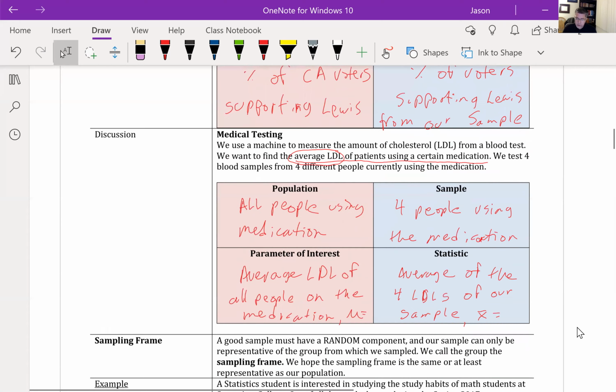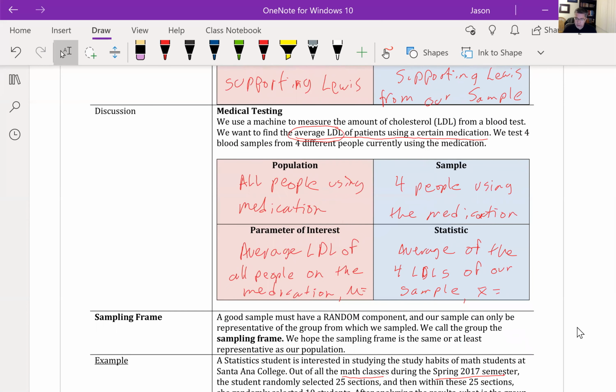Another example is medical testing. We use a machine to measure the amount of cholesterol, LDL, from a blood test. We want to find the average LDL of patients using a certain medication. We test 4 blood samples from 4 different people currently using the medication.